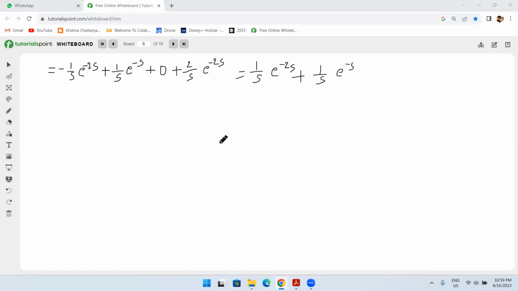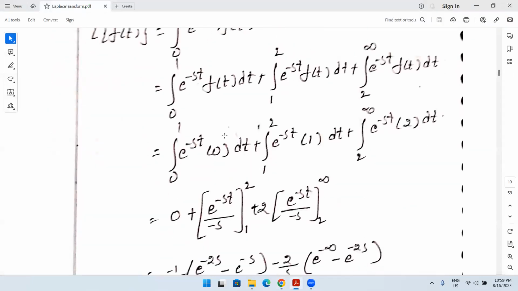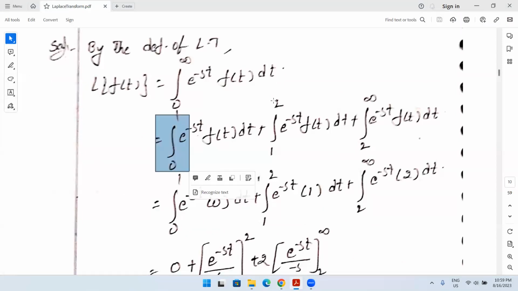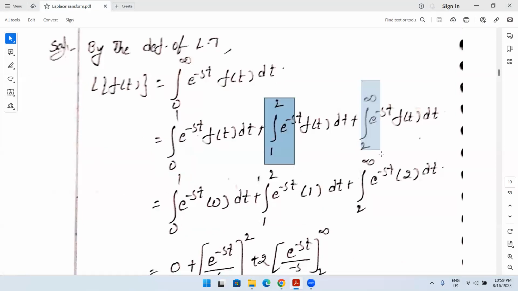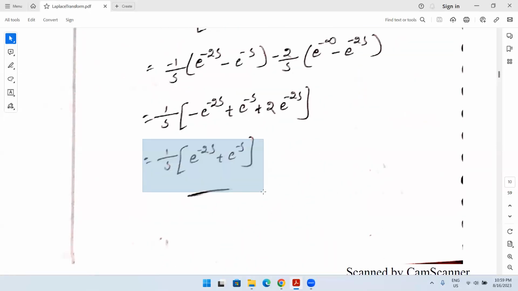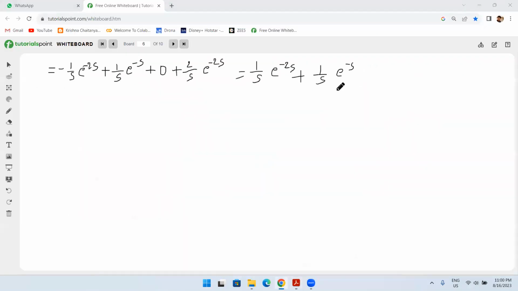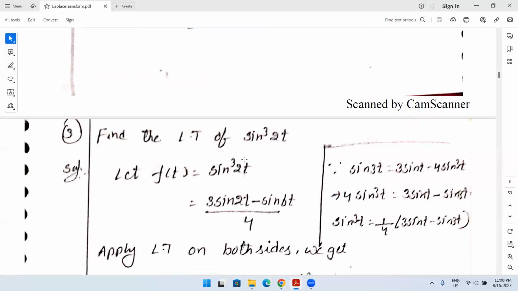So we can take 1 by s common. These are the solutions. We divide into three parts, 0 to 1, 1 to 2, and 2 to infinity, substitute those things, and finding the solution, we get 1 by s common, e power minus 2s plus e power minus s, like this.